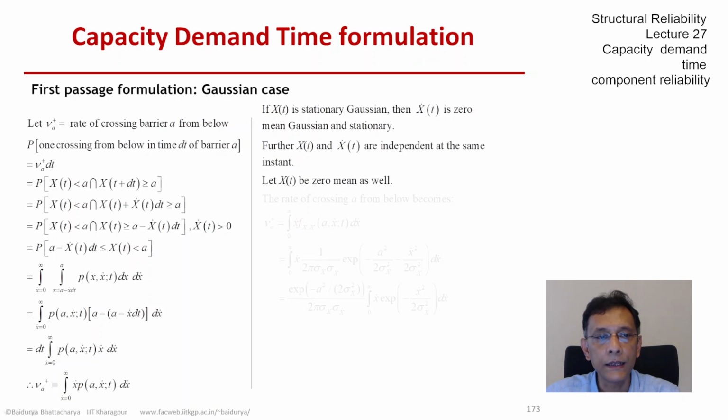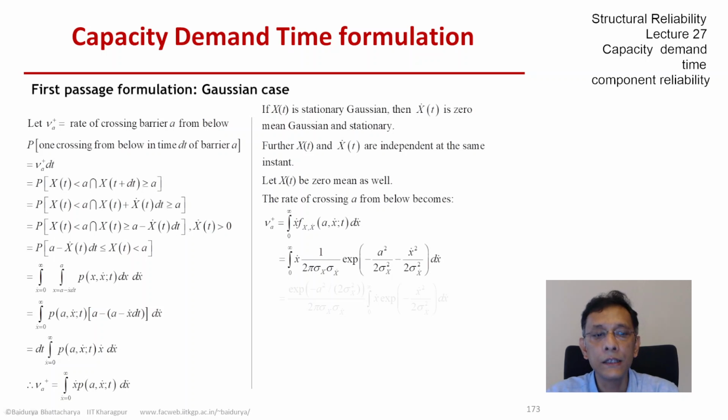And as I said, let x(t) be zero mean as well. It's going to help us. So in that case, the rate of upcrossing of the barrier A becomes, and now we are going to bring in the Gaussian nature of x and x dot, and because they are independent, you see the well-known form of minus a square over 2 sigma square for the first variable, and minus x dot square over 2 sigma x dot square for the second variable. And there's of course no correlation term because they're independent.